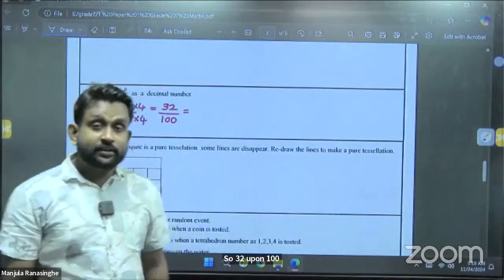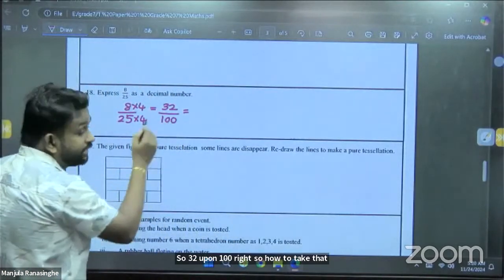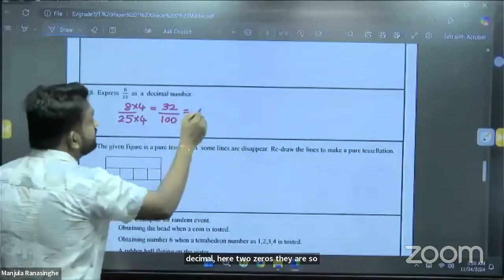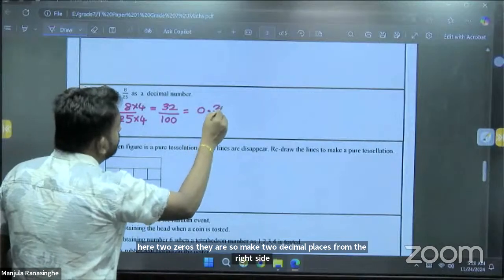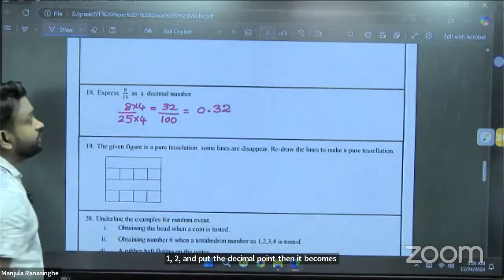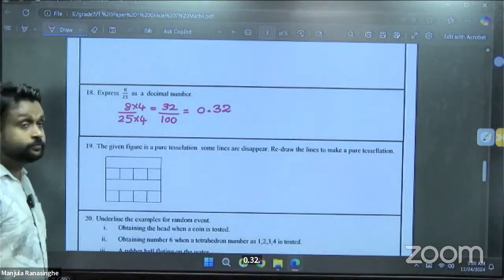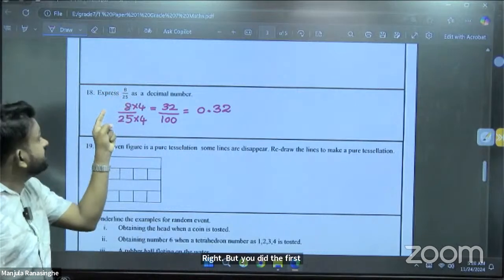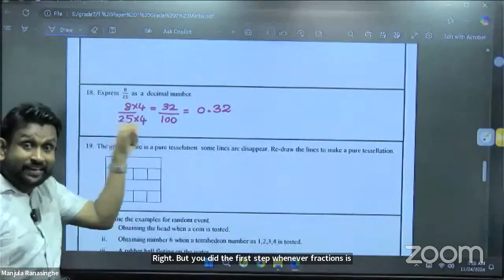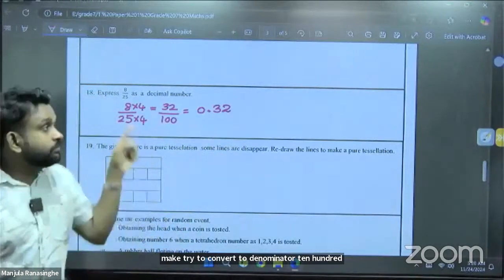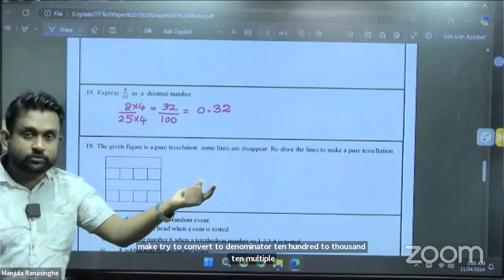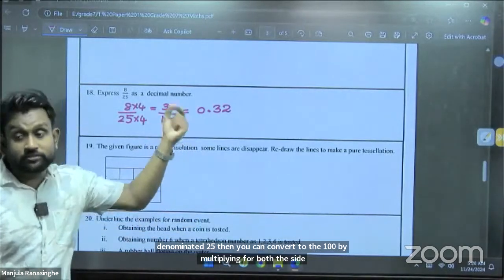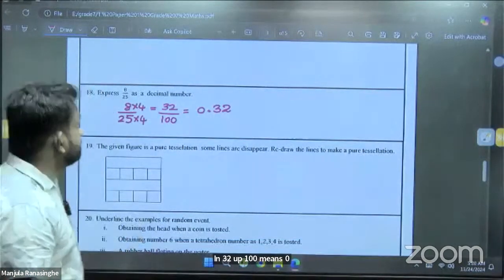So how to get the decimal? Here there are 2 zeros, so make 2 decimal places from the right side, 1, 2, and put the decimal point. Then it becomes 0.32. What you do as the first step: whenever there is a fraction, try to convert to a denominator of 10, 100 or 1000, a multiple of 10. With denominator 25, you can convert to 100 by multiplying both sides by 4. Then 32 upon 100 means 0.32 is the answer. Okay, make the corrections.